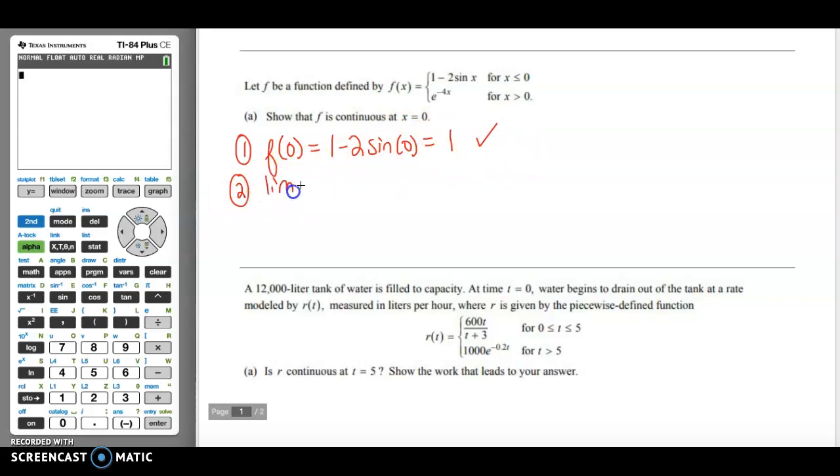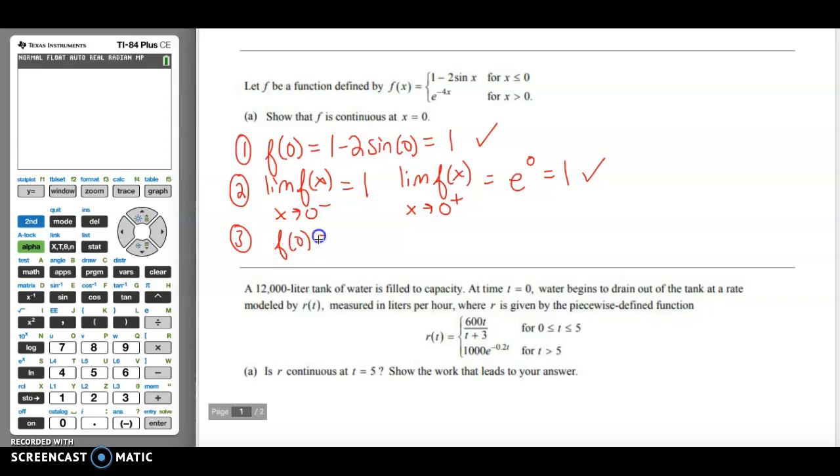Step 2, I'm going to do my left hand limit and my right hand limit. Well, my left hand limit is just what I did up there, so left hand limit equals 1. My right hand limit would equal e to the 0, which is also 1. Beautiful. So then I would show that f of 0 equals my general limit.